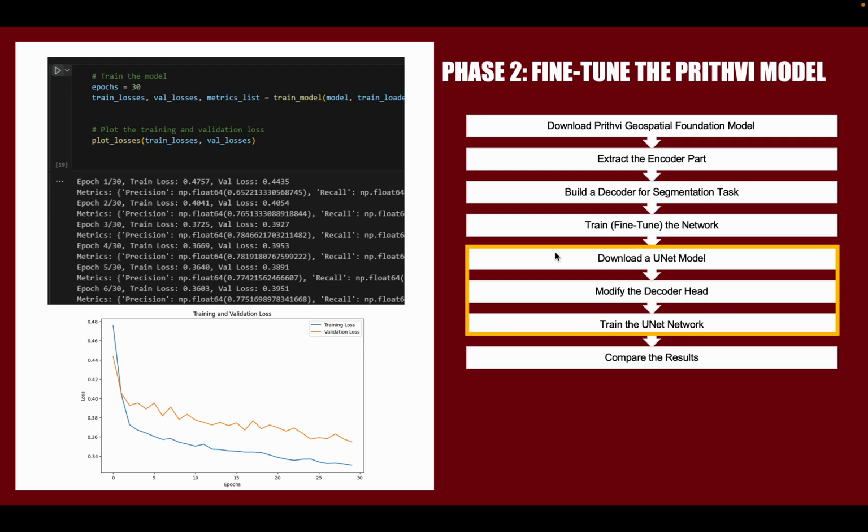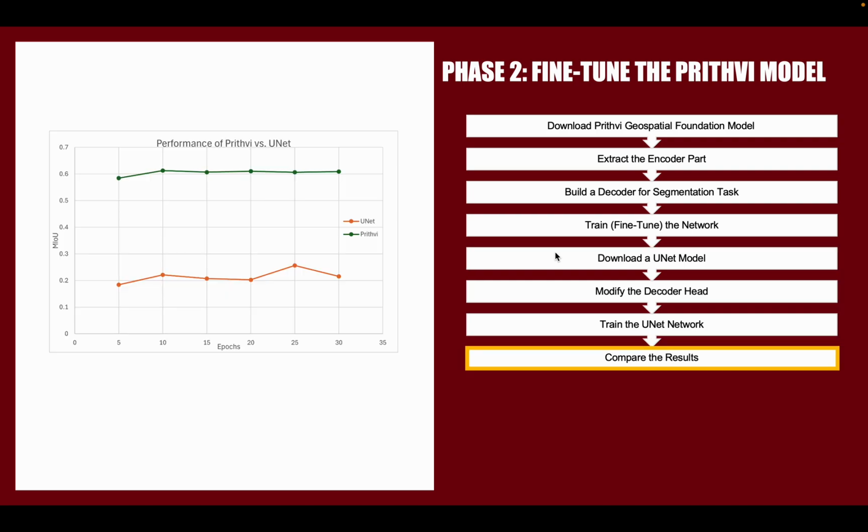Then in order to compare the results, I have here the mean intersection over union. We can see that the Prithvi model, shown in green, has a much higher mean intersection over union compared with the U-Net. The reason for this is exactly that the features learned by the Prithvi model on the optical data are transferred when we want to use a totally different type of data, which is SAR data here.